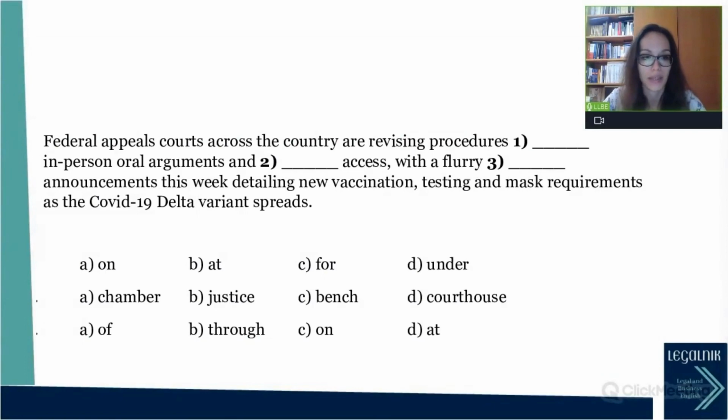So here, federal appeals courts across the country are revising procedures, in-person oral arguments, and access. So here we've got procedures, and as you can see in the first point, we've got four different prepositions. So here it's about a collocation. Just one of the prepositions can be used with the word procedure. And if you're not sure about a certain collocation, you may always have a look into a dictionary, and there you can find the right collocation.